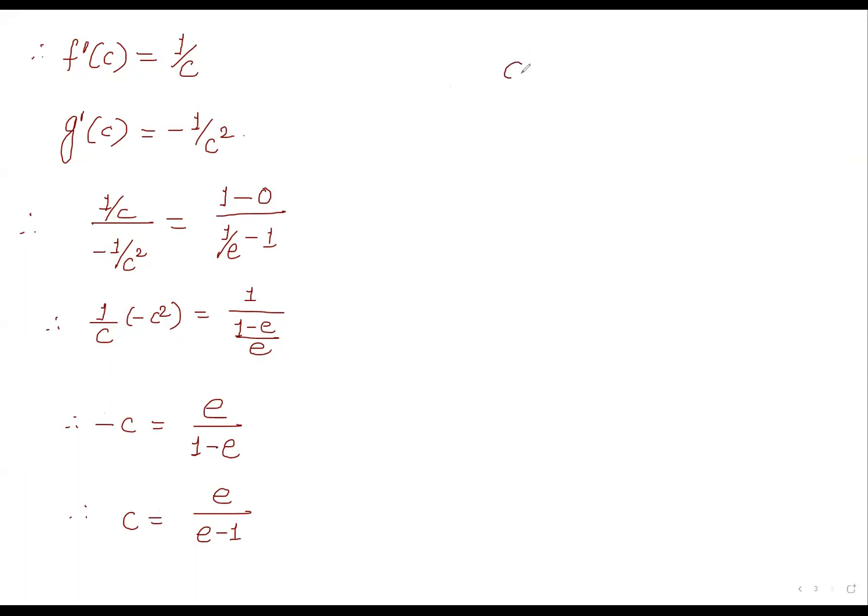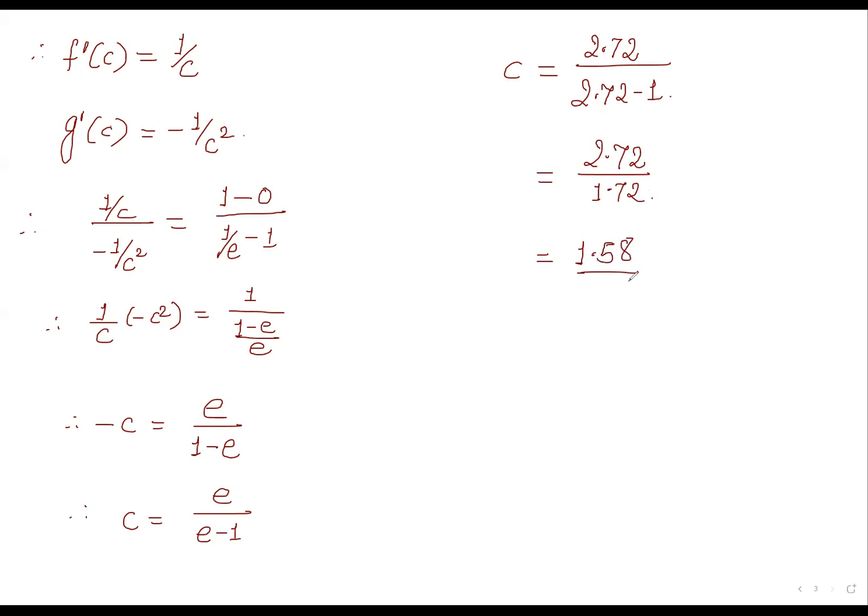Put the value of e. As we have the value of e, that is 2.72, divided by 2.72 minus 1, that gives 1.72. Calculate this, 2.72 divided by 1.72. What are we getting here? 1.58. Yes, it is 1.58.